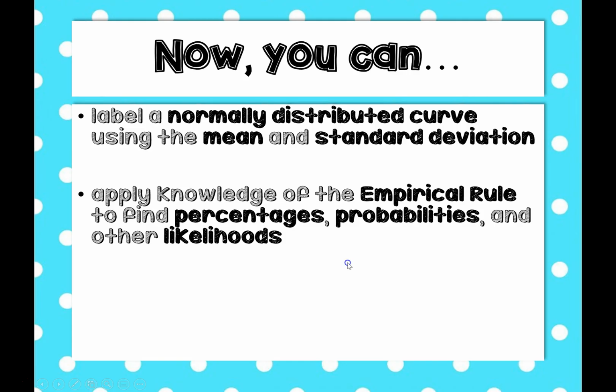Okay, so in this video, we learned how to label the normal distribution curves using the mean and standard deviation, and then we used the empirical rule, which you absolutely need to memorize, to find percentages, probabilities, and other likelihoods. Go ahead and try the Now You Try problems.